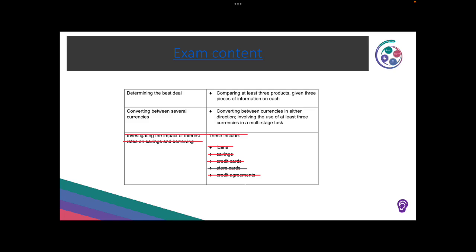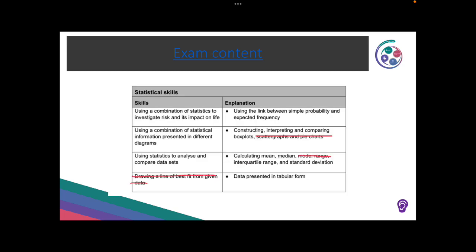But you can see there that investigating the impact of interest rates on savings and borrowing has been totally taken out, as we were given in that course information. So you won't be asked to look at the interest rates on loans, savings, credit cards, store cards, credit agreements, none of them.